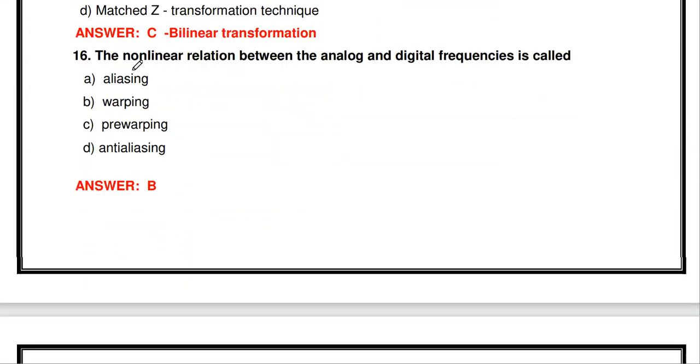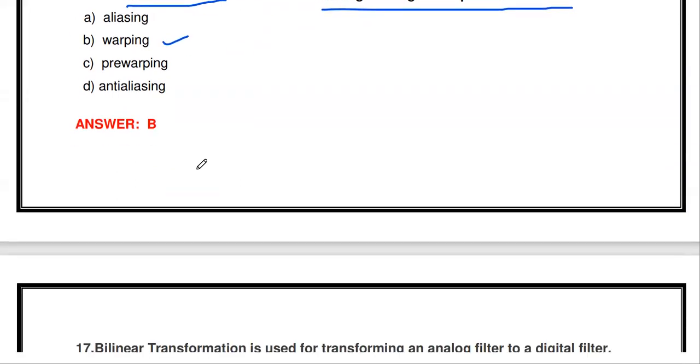The next one: the non-linear relation between the analog and digital frequency is called as dash. Already we studied one linear relation: the digital frequency omega equals the analog frequency omega into T. But there is a non-linear relation between analog and digital frequency, and it is called warping. That warping effect happens in the bilinear transformation.